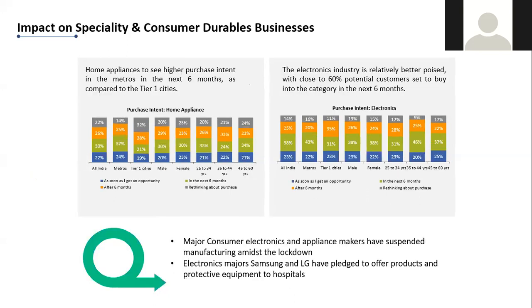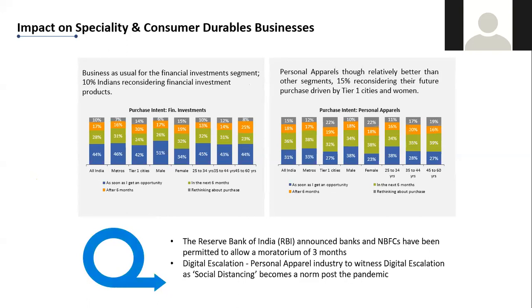And what we also see is that, as I mentioned earlier, anything which is a high value purchase was being pushed or relegated to the next 6 months. Even in the case of home appliances, if someone had a purchase in mind, they were pushing it for the next 6 months. And when it comes to consumer durables, it's the same thing.